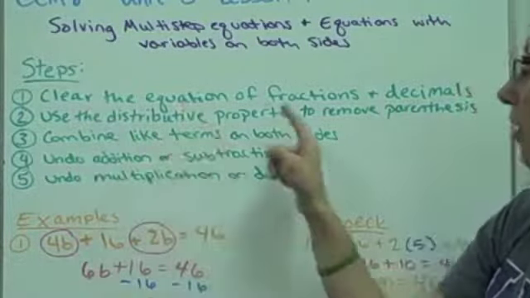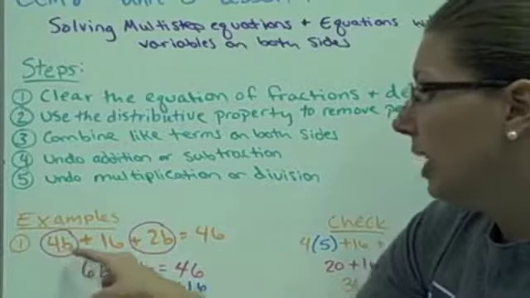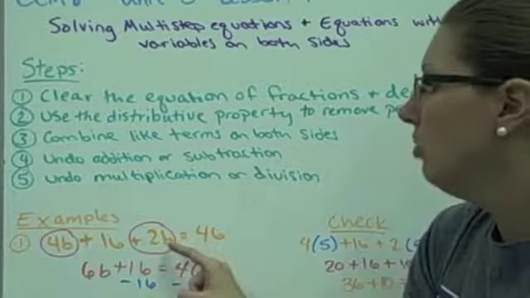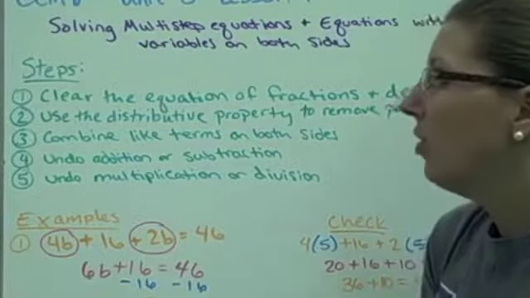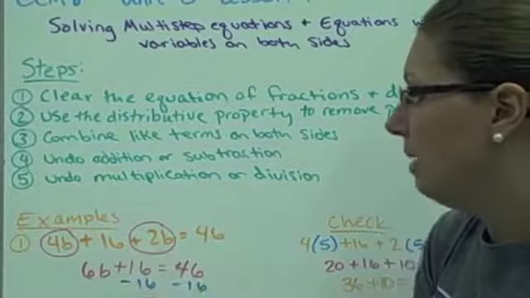So here you see an example already worked out for you. We have 4b plus 16 plus 2b equals 46. So there's no fractions or decimals, so I skip step 1. There's no use of the distributive property, so I skip step 2 and move on to step 3, combining like terms. I see that I have a 4b and a 2b.